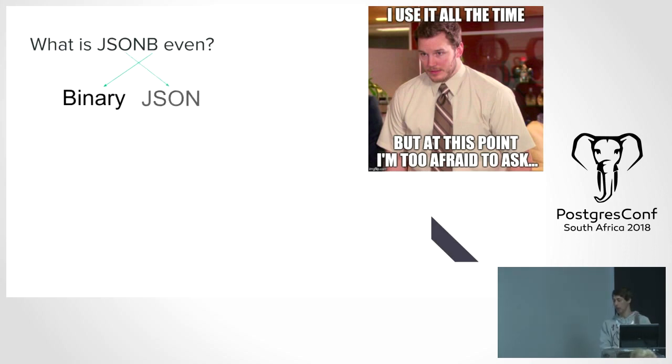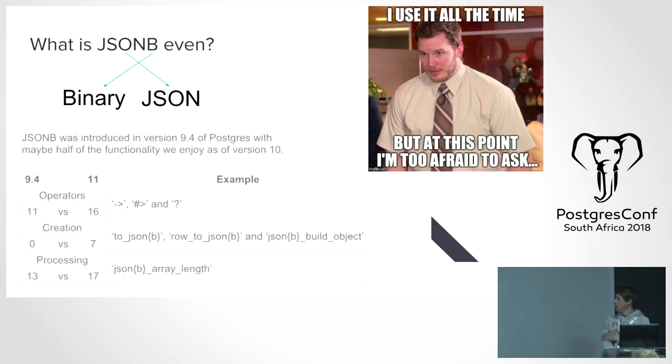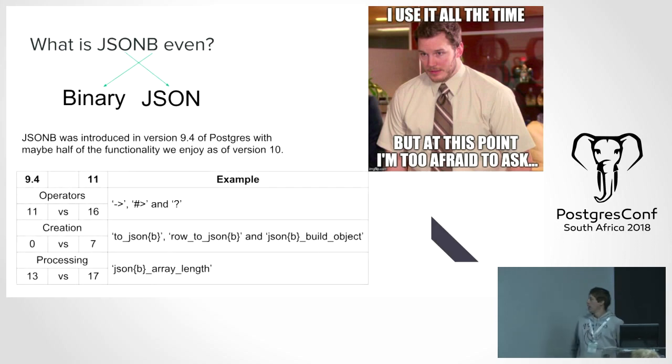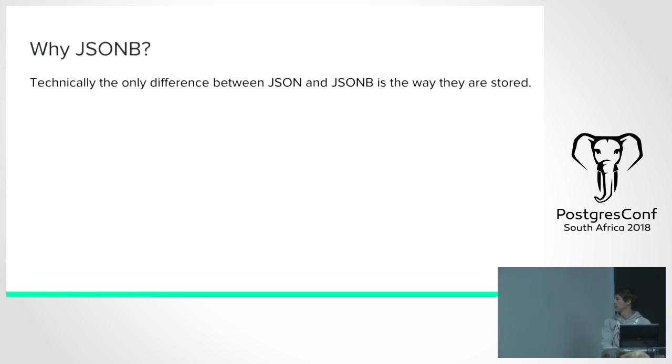And basically what it is, binary JSON, nothing special. It was introduced in version 9.4 of Postgres. It started out with maybe half of the functionality that we enjoy now as of version 10. Version 11 is coming out soon, and nothing changed. Version 10 and 11 regarding JSONB functions, operators, and the creation and processing stuff are exactly the same.